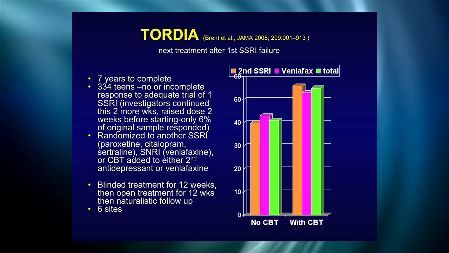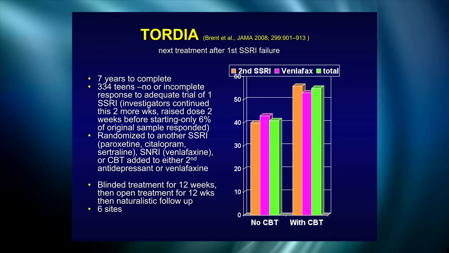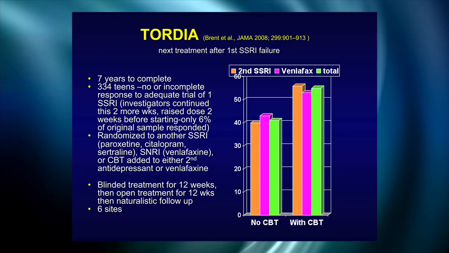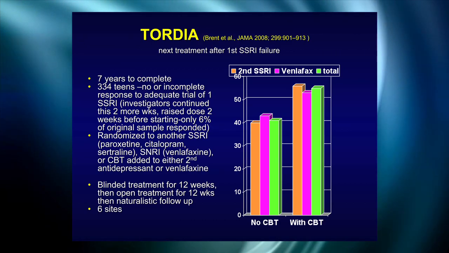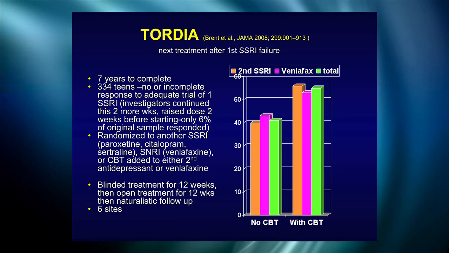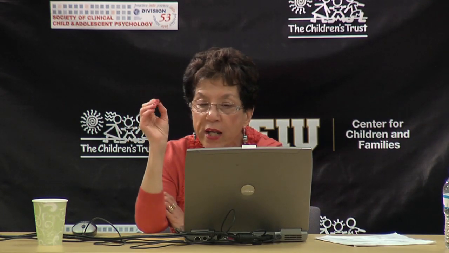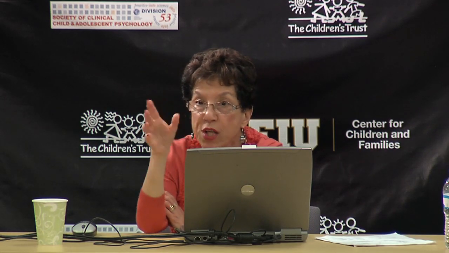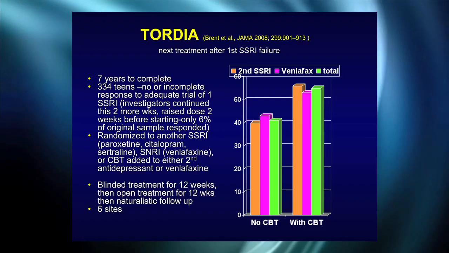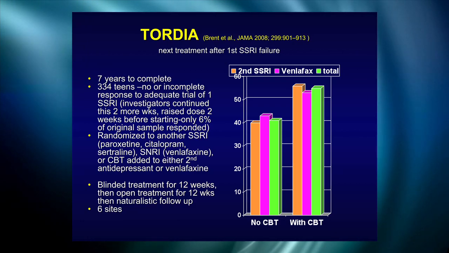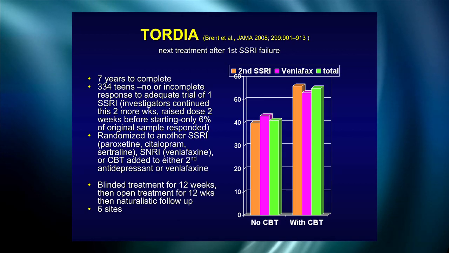Because one of the things that is important to realize is that whenever you get a remission in depression, a significant number of people will relapse over the course of the next year. So they wanted to know what to do next, what would be the most effective. So as I said, you were randomized to SSRI and SNRI and CBT. And the CBT was added to the antidepressant or venlafaxine. This was blinded treatment for 12 weeks and then open treatment after that and then naturalistic follow-up.